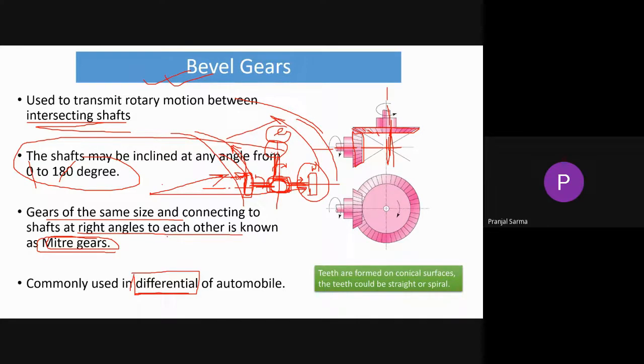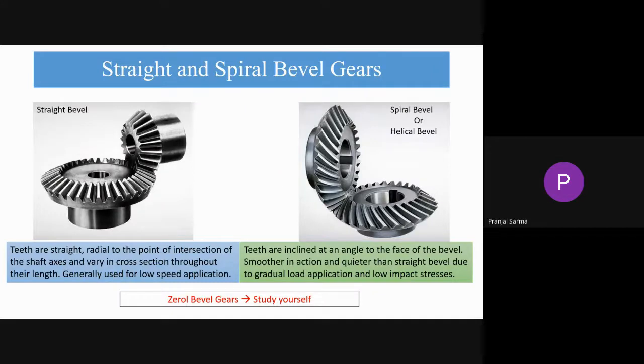Okay. So next, here you can see in this particular figure, it may be straight wheel gear or spiral or helical wheel gear, depending on how the teeth are being cut. Here the teeth profile, you can see these are kind of straight, and here these are curved, having a particular helix angle.